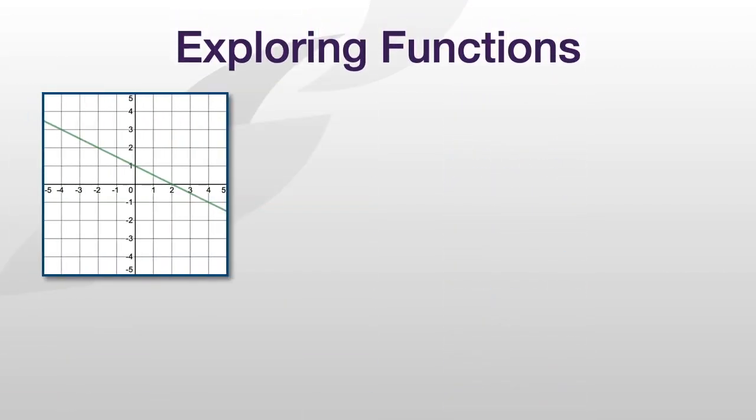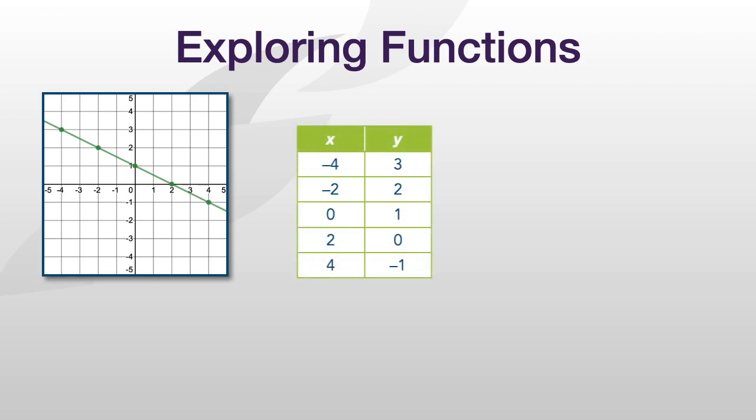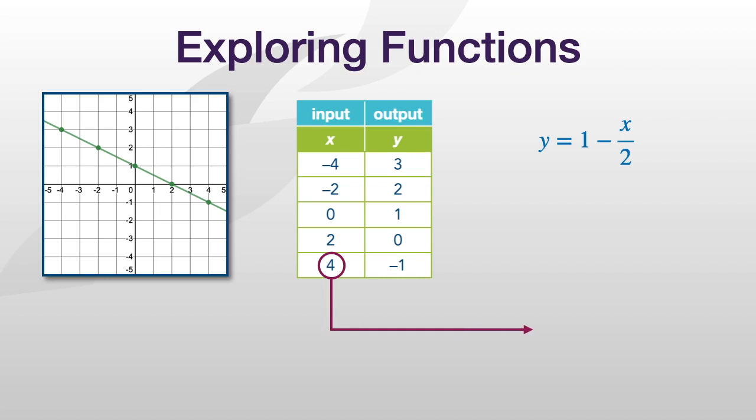Consider this next function represented using a graph. We can take points from this graph and put them in a table. As is typically the case, let x be the independent variable and y be the dependent variable. Another way we can look at the relationship is as input values leading to output values, which we can see when we look at the equation for this function, which is y equals (1 minus x) divided by 2. For example, we can input 4 into the equation and calculate the output.